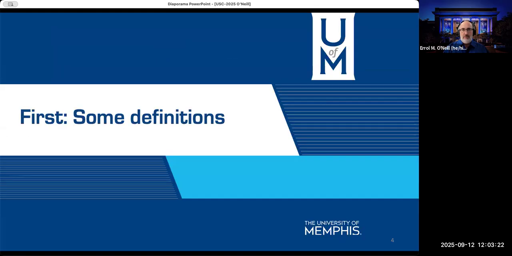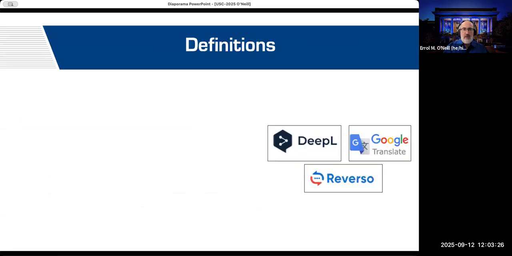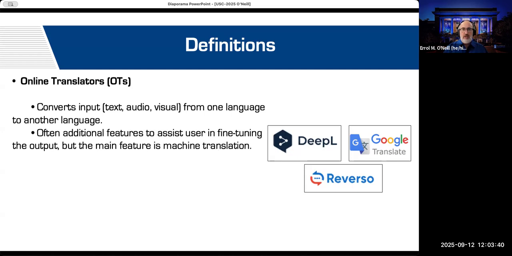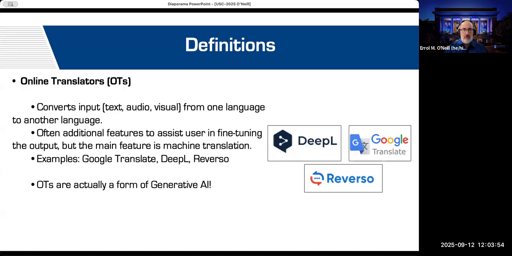To get started, I'd like to talk about some definitions. With online translators, people pretty much all know what online translators are by now, but they convert inputs, and it's not just text, it's also audio or visual input as well, from one language to another. There are often additional features to assist the user in fine-tuning their output, but the main feature is the translation. There are a number of them, and Google Translate is probably the best known.